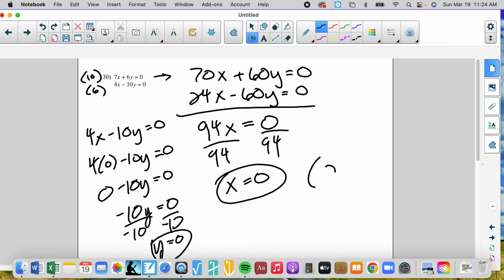So my solution is going to be 0, 0. I love when it's 0, 0. So if we plug it into the top equation, 7 times 0 is 0. 6 times 0 is 0. 0 plus 0 equals 0. And yes, 0 equals 0.